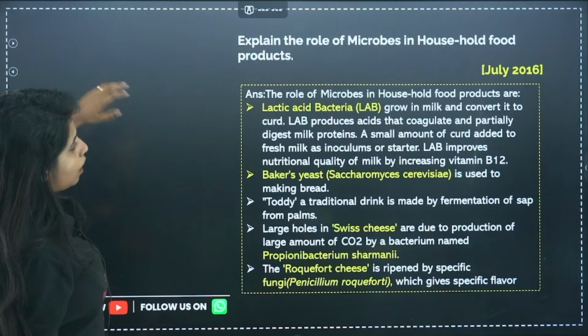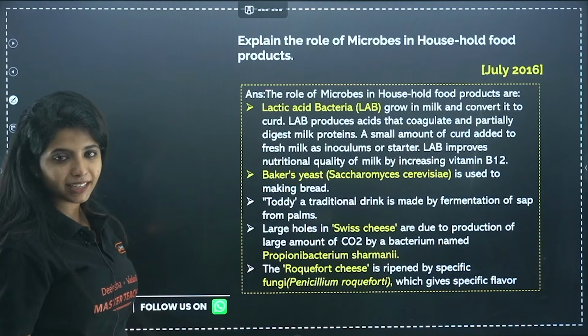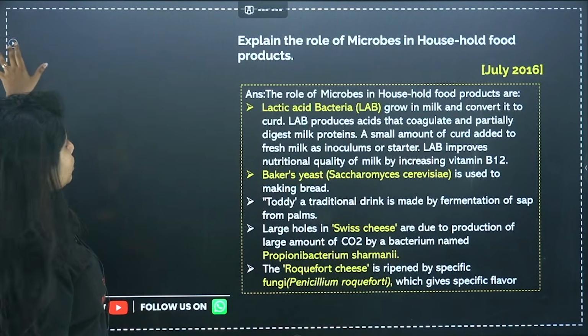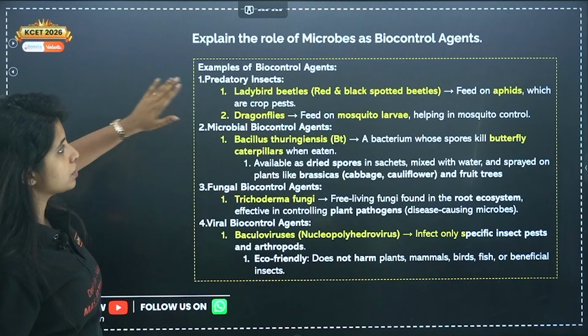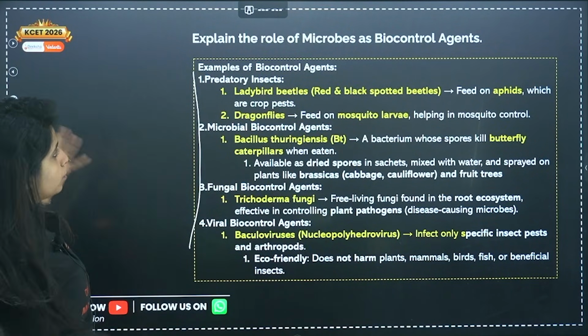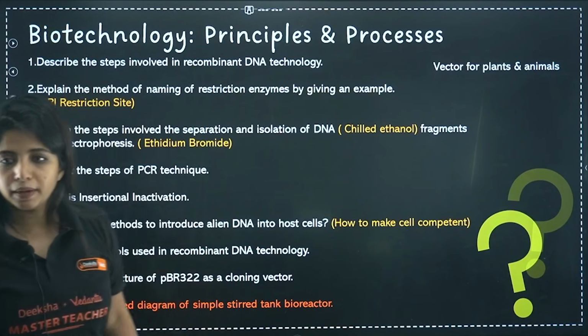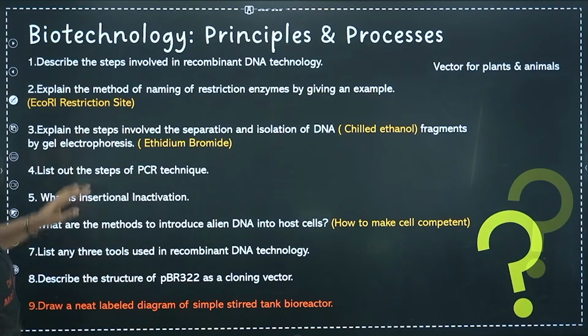Household products, all the things, super important. Go through it. I have given you over here so that if at all you access the PDF, at least you read through the options. Microbes as biocontrol agents, all of them are biocontrol agents. Please go through them. Now, biotechnology principles and processes, my dear children, these are the questions that you have.